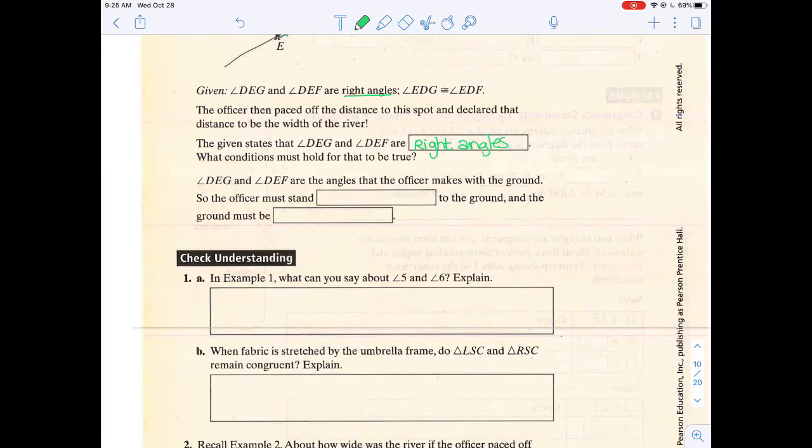So what conditions must hold for that to be true? If these are going to be right angles that the officer makes with the ground, the officer must stand perpendicular to the ground, right, to form a 90-degree angle. And the ground must be flat, because if it's not flat, then it doesn't make a 90-degree angle. Okay, so that was just applying the triangles to a real-life situation.